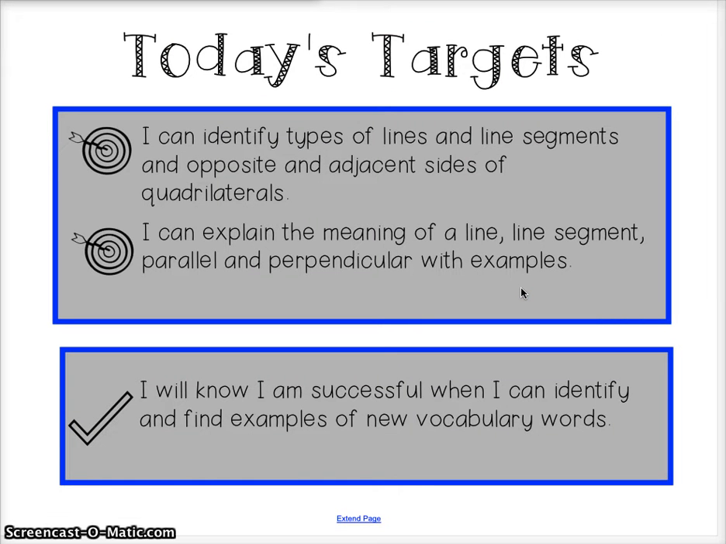As we said before, 3rd graders, there are going to be a couple of targets today, so here is another one. It says, I can identify types of lines and line segments and opposite and adjacent sides of quadrilaterals. It also says, I can explain the meaning of a line, line segment, parallel, and perpendicular with examples. Specifically today, 3rd graders, we're going to focus on line and line segment and maybe even ray if you think you can handle it. Make sure that you are focusing on how you can identify and find examples of them. I'm wondering if we can do that with any real-world connections.